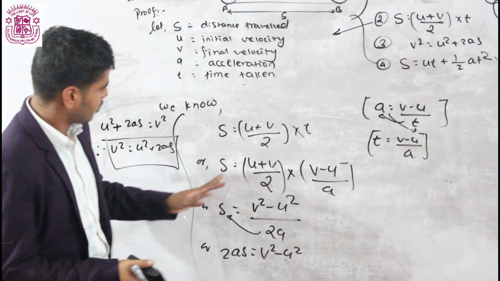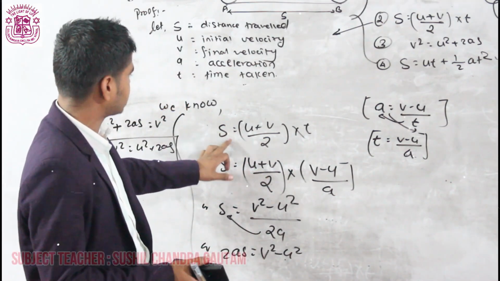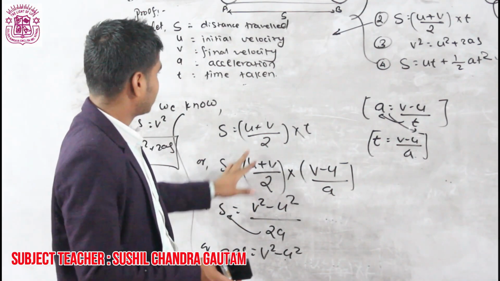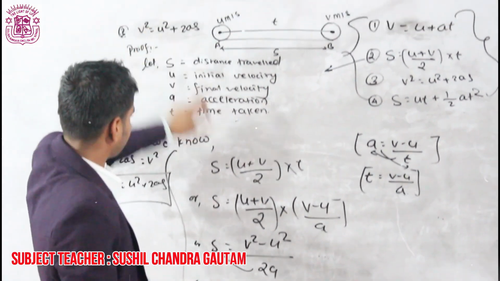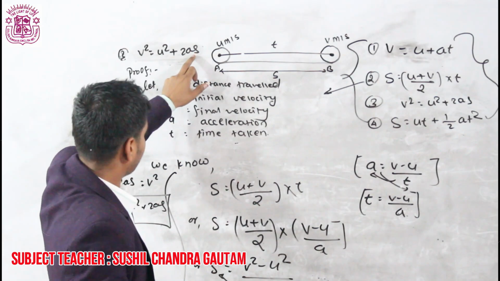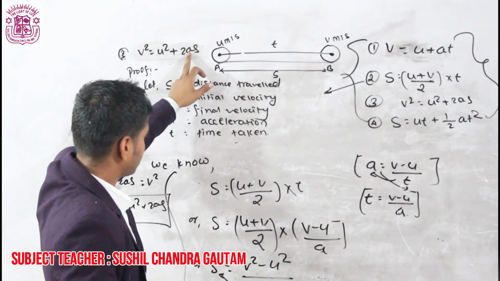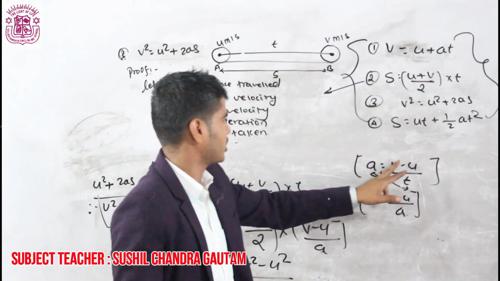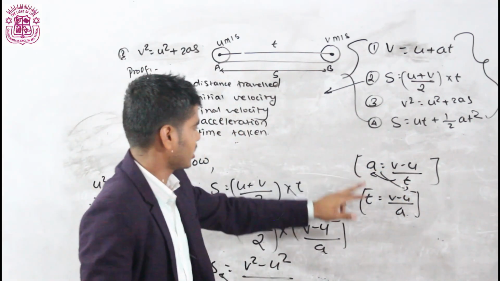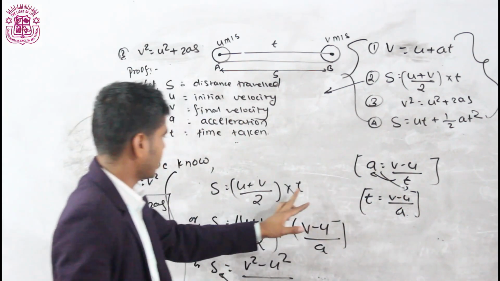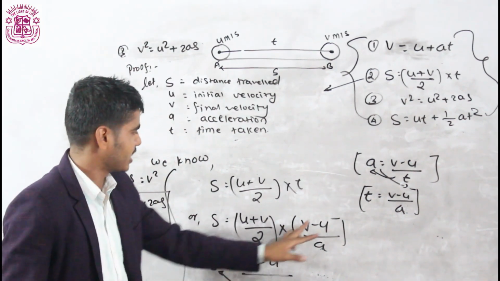We keep the value s = (u + b)/2 × t from equation 2. Which value is not necessary here? u is necessary, b is also necessary, we just do not need t, and we require a. From the definition, a = (b - u)/t, so t = (b - u)/a. We replace this t with (b - u)/a.